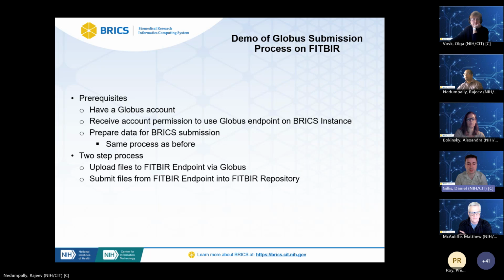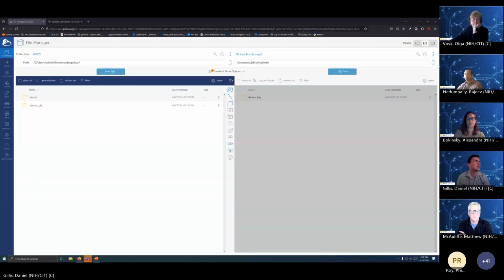So as mentioned before, this is a two-step process. We'll first upload files to the FIPR endpoint via Globus, and then we will submit those files to FIPR from the FIPR endpoint. So I will share my screen to show a short demo of both steps. I think everyone should be able to see my screen now.